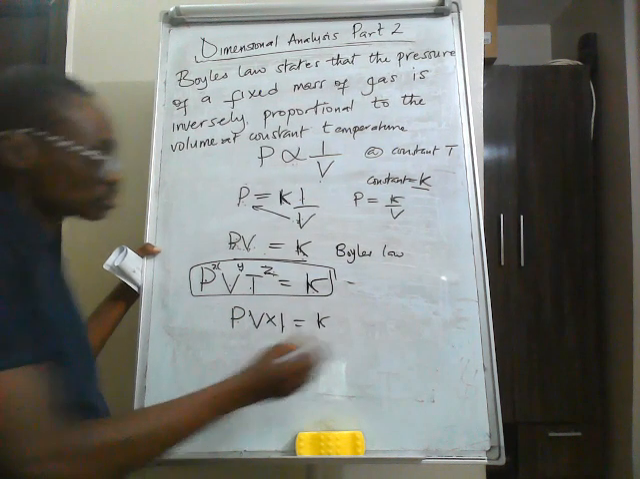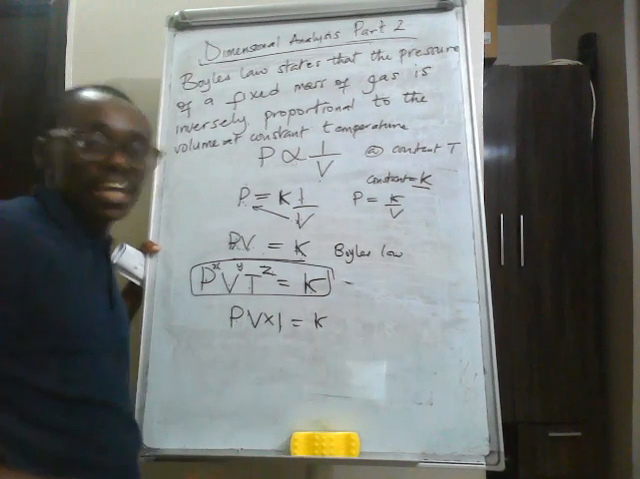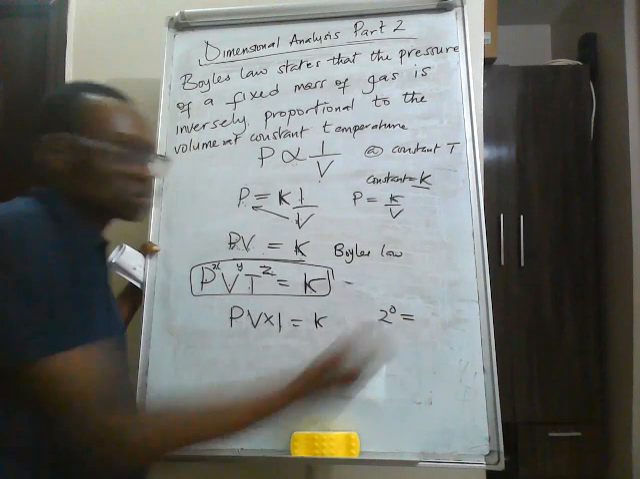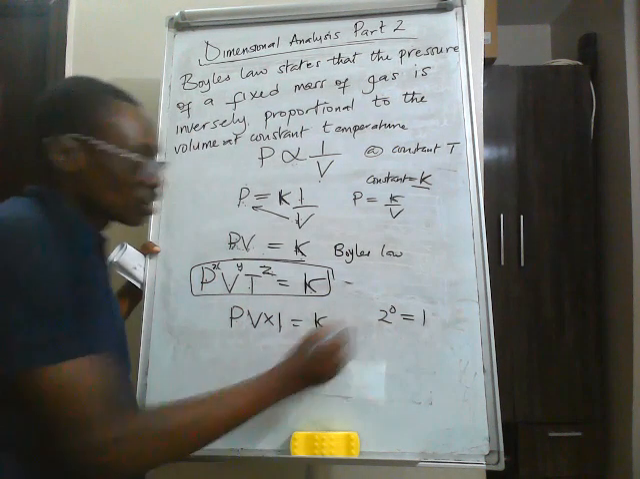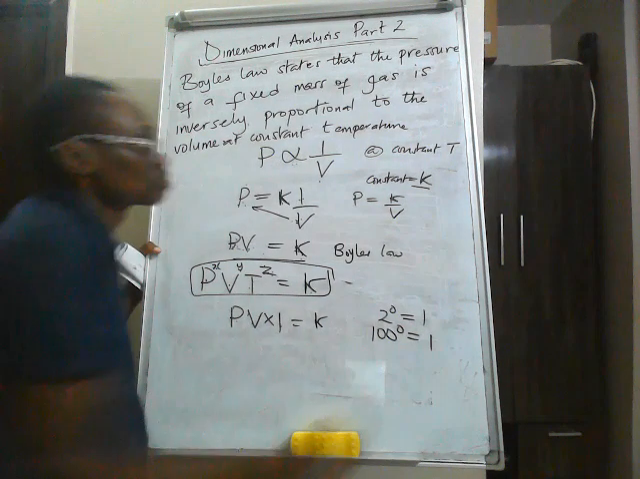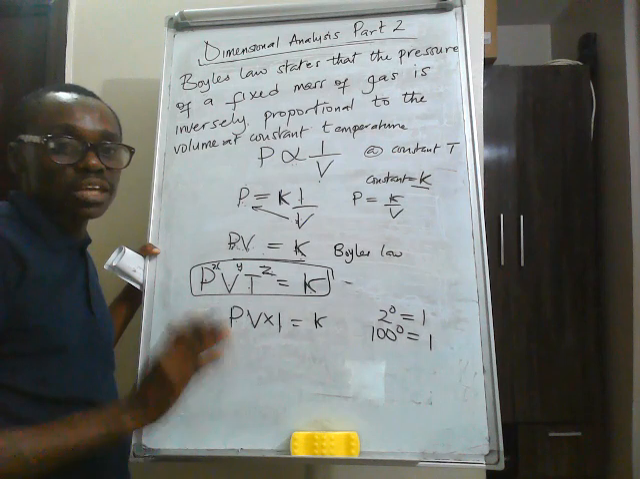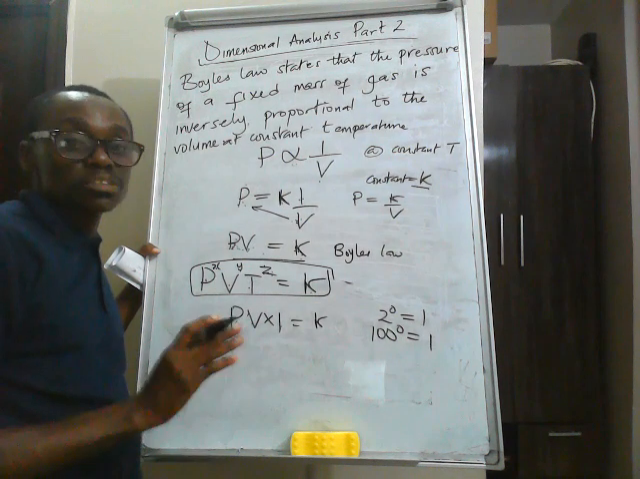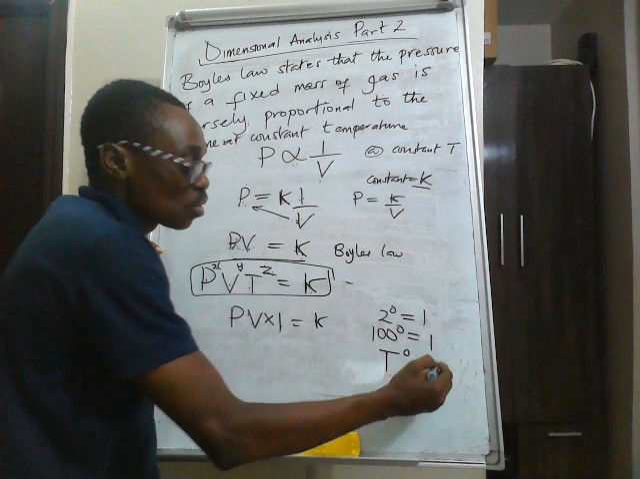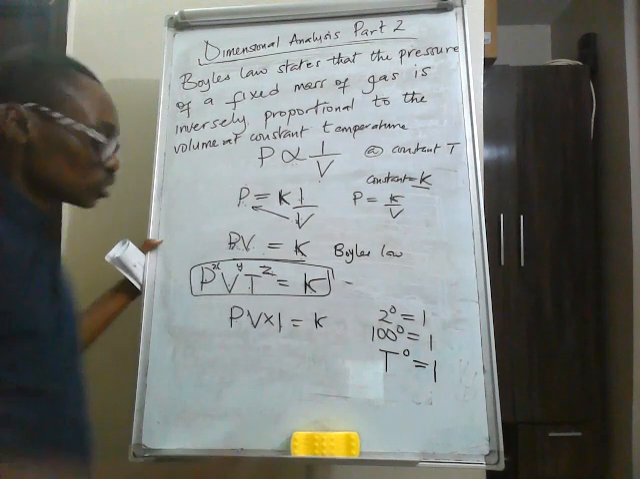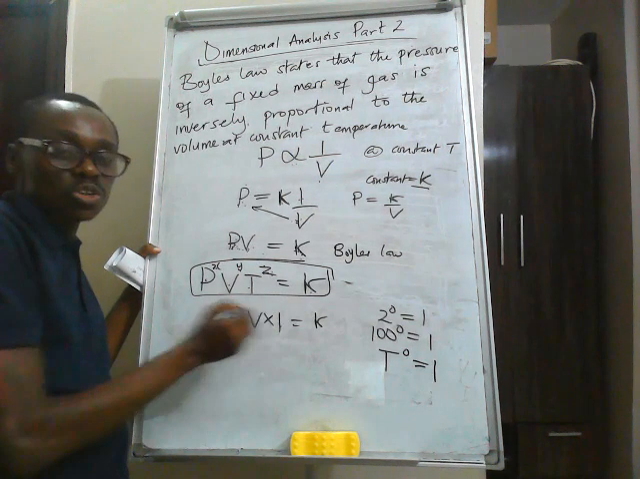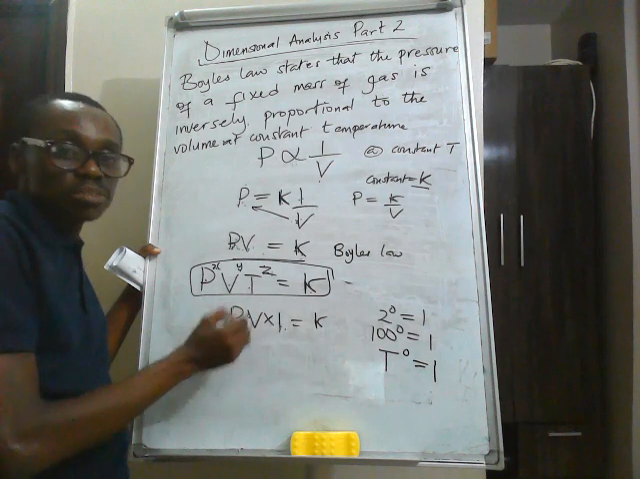Now, from indices, when you raise 2 to power 0, 2 raised to power 0 is what? 1. 100 raised to power 0 is what? Equal to 1. Anything raised to power 0 is 1. That means that temperature T raised to power 0 will give you 1. So to introduce T into this equation, I first brought in 1, which does not alter the value. PV times 1 is still PV.